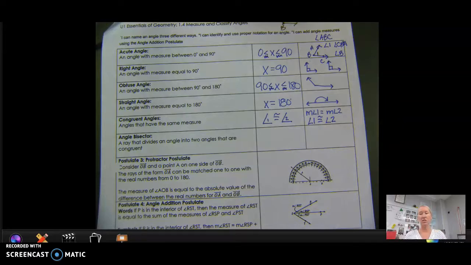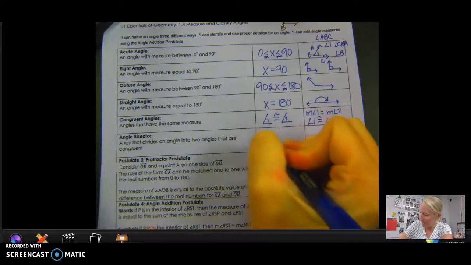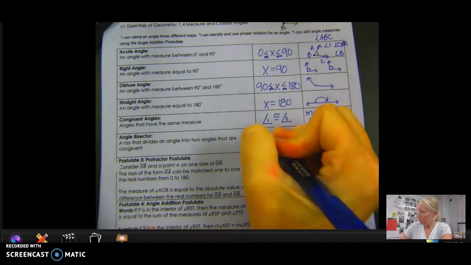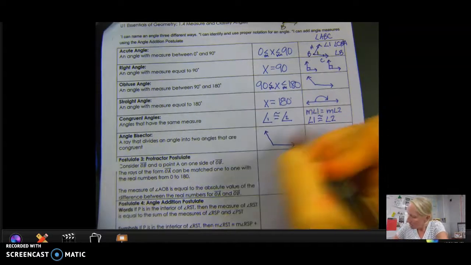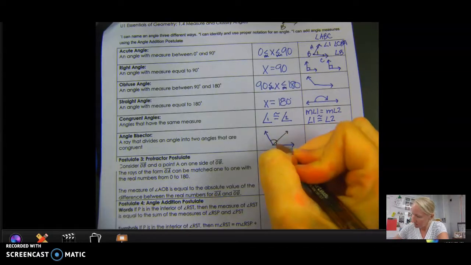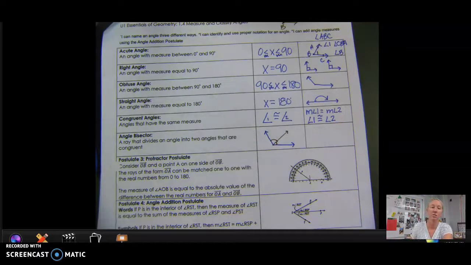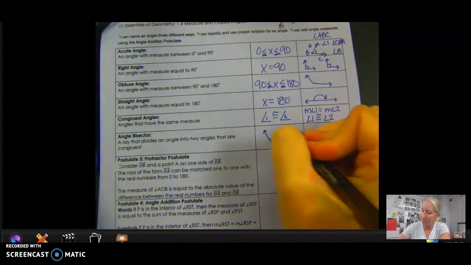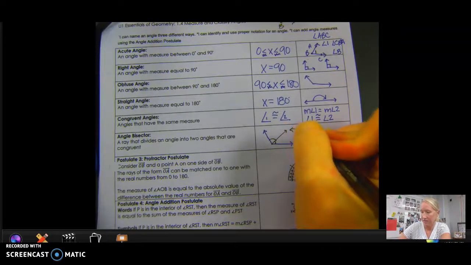Angle bisector, so kind of like a segment bisector. Remember, a segment bisector cuts the segment in half. An angle bisector will be a ray that cuts an angle in half. So I may have this angle right here, which is an obtuse angle, and I may have this ray that cuts it in half. To show that, I put an arc here and an arc here to show that those angle measures are congruent. So this guy in brown would be my angle bisector.